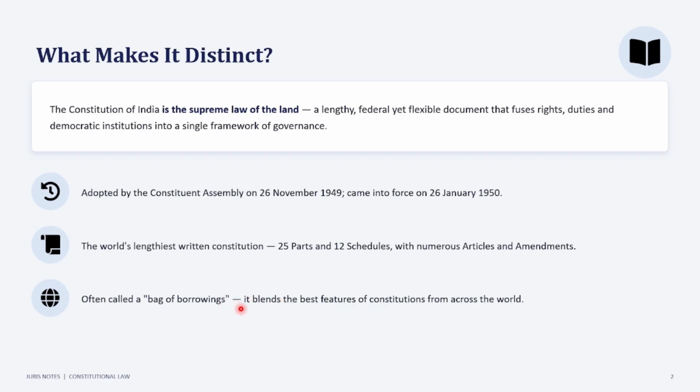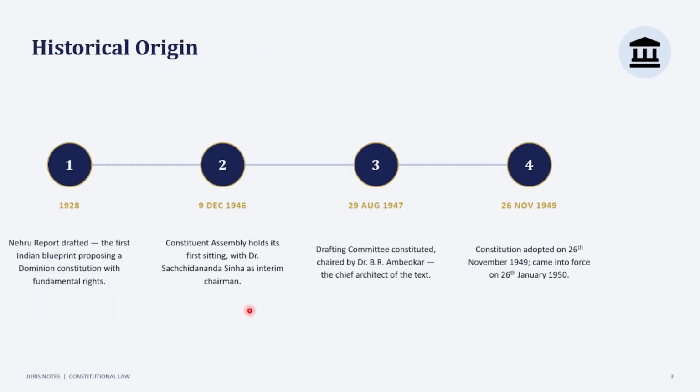Now let's move on to the historical origin of the constitution. So, this slide gives us a very brief timeline of how we arrived at the Constitution. The first important point here is 1928, the Nehru Report. The Nehru Report was an important early Indian constitutional proposal and included proposals relating to fundamental rights and the structure of the government.